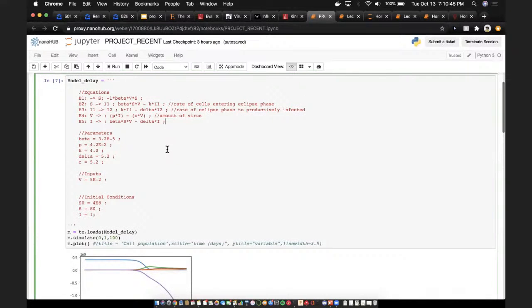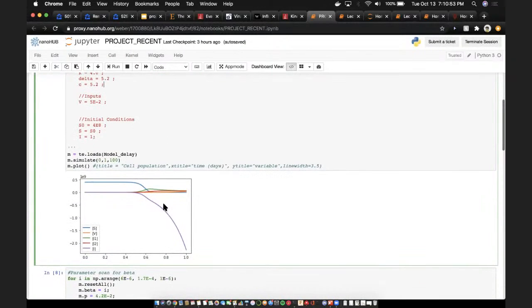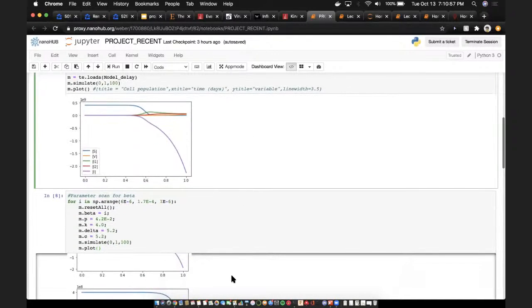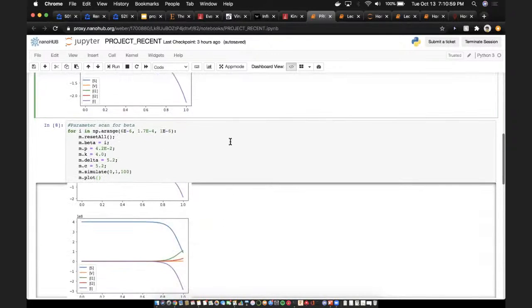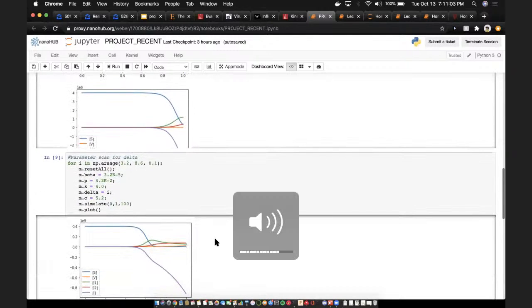And like you mentioned earlier about some papers not posting parameters, I had to do some digging, and I'm not sure if I've selected the right values just yet, but so far this is the graph I have. And I did a parameter scan for beta and for delta so far.